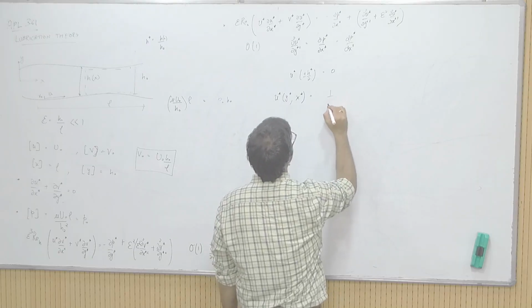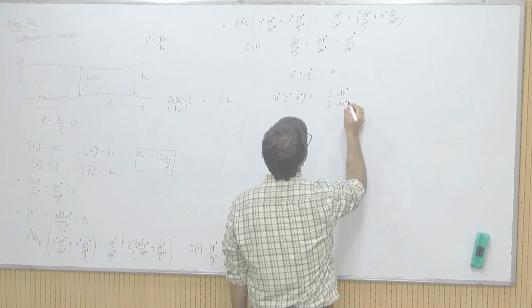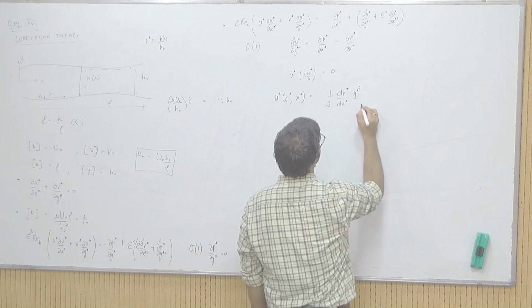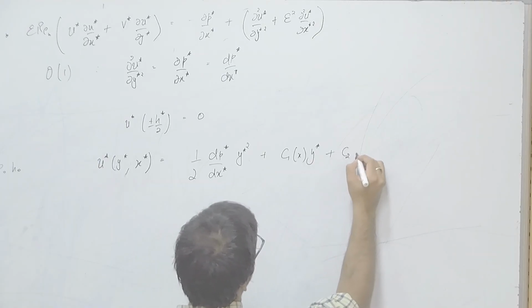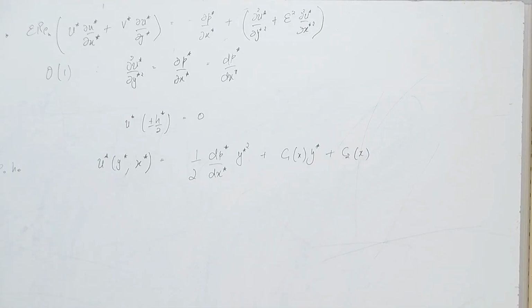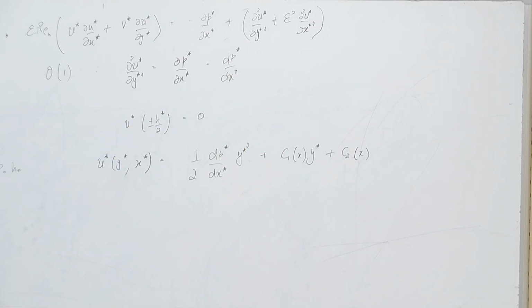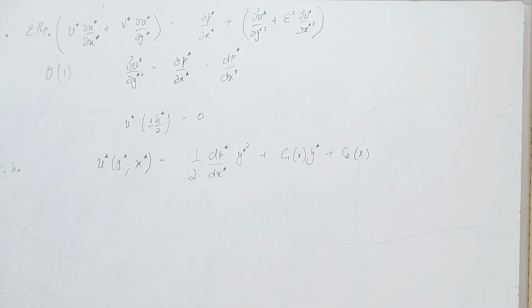So we have 1 by 2 dp star over dx star y star square plus C1 x y star plus C2 x. Remember, these were constants when we solved for this flow in a straight channel, but when you integrate this, basically any constant that you will add is a constant in y only. Okay, it is not a constant in general, it is a constant only with respect to y. So we will add C1 x and C2 x, which we say are functions of x.